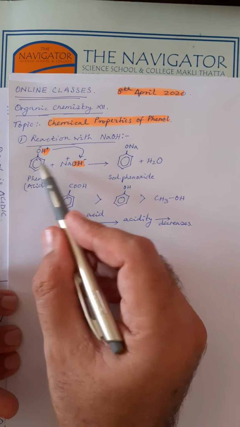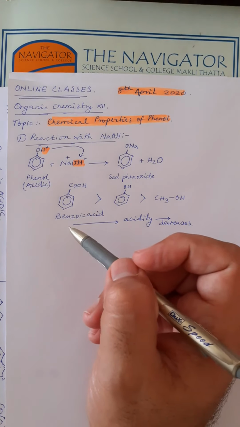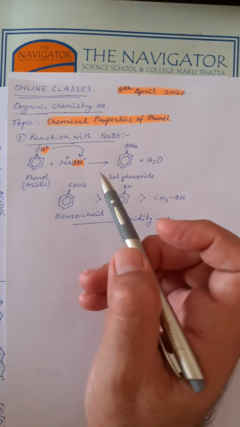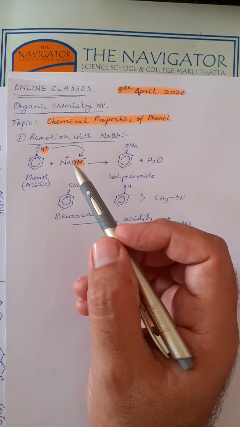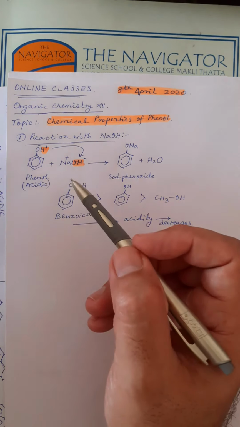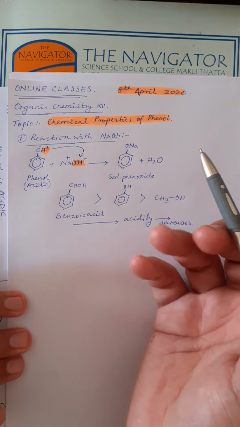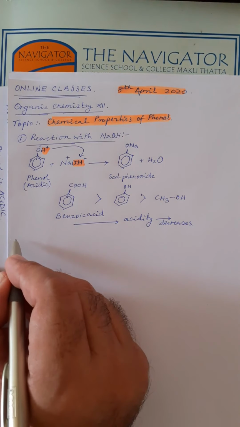The first reaction which we discussed today about phenol is basically the acidity of phenol. If a question in the exam comes like, how can you prove that phenol is an acid? Then this equation is the proof that phenol behaves as an acid.